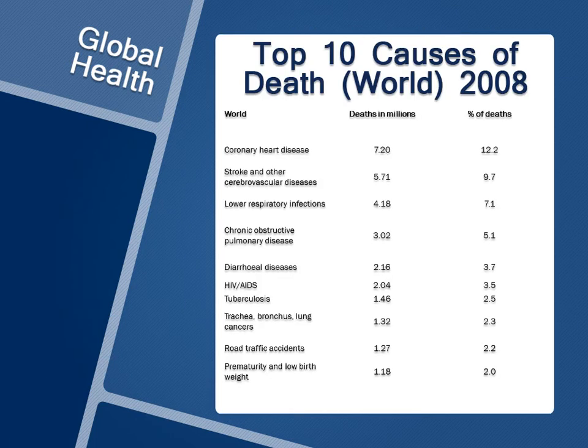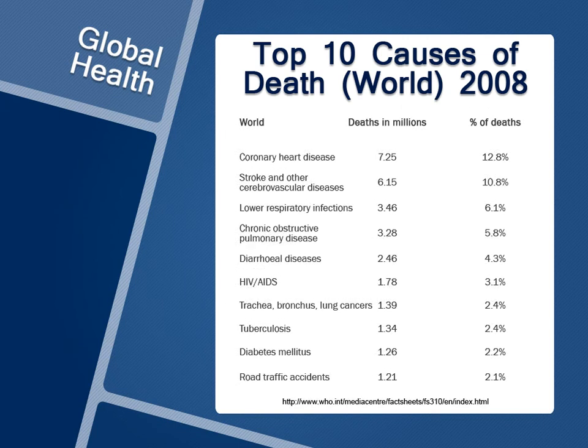To give you a better picture of the impact of diseases worldwide, here are the top 10 causes of death worldwide. As you can see, heart disease is number 1. Note that lower respiratory infections is 3rd, diarrheal disease is 5th, HIV/AIDS 6th, tuberculosis 8th, diabetes 9th, and road traffic accidents is 10th. Depending on your population for GHHD, you may learn more about these various diseases.